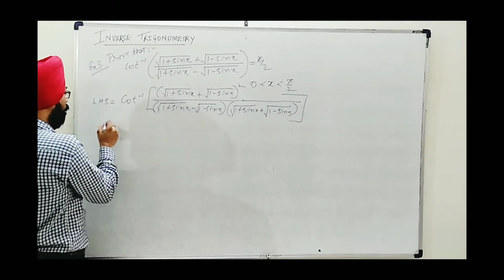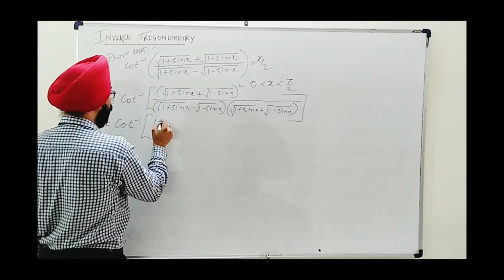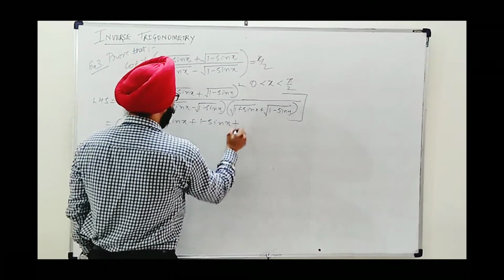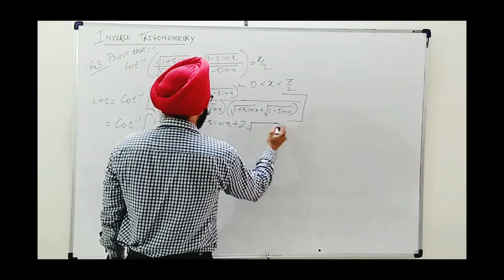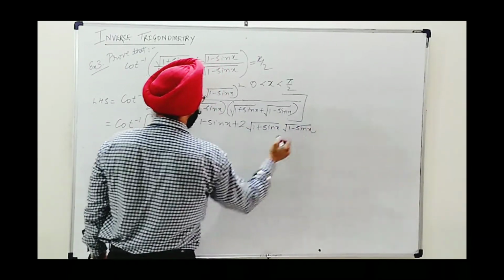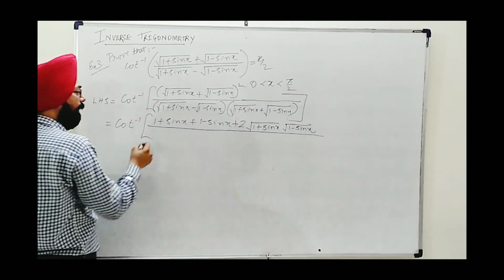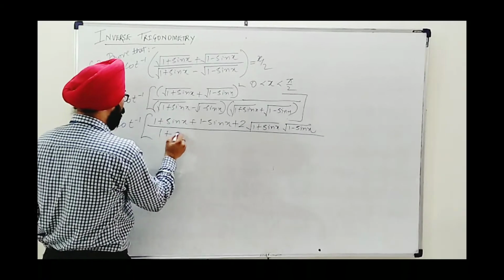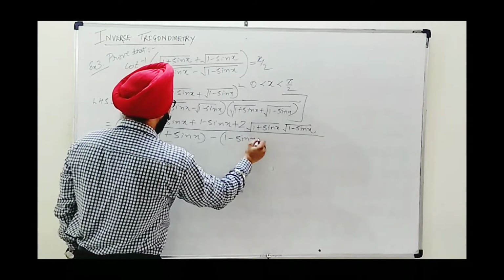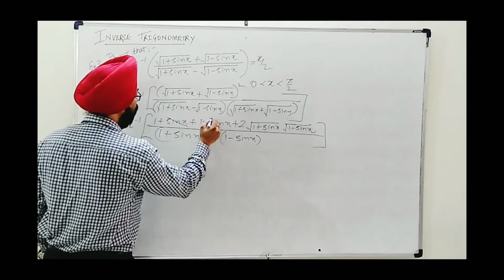Here we can apply a plus b whole square. A square means square on root 1 plus sin x, so remaining 1 plus sin x. B square means 1 minus sin x as it is, plus 2ab means 2 into root 1 plus sin x, root 1 minus sin x. In the denominator, a plus b, a minus b means square on the first term, so 1 plus sin x, minus square on the second term, 1 minus sin x. I see these two cancelled out.